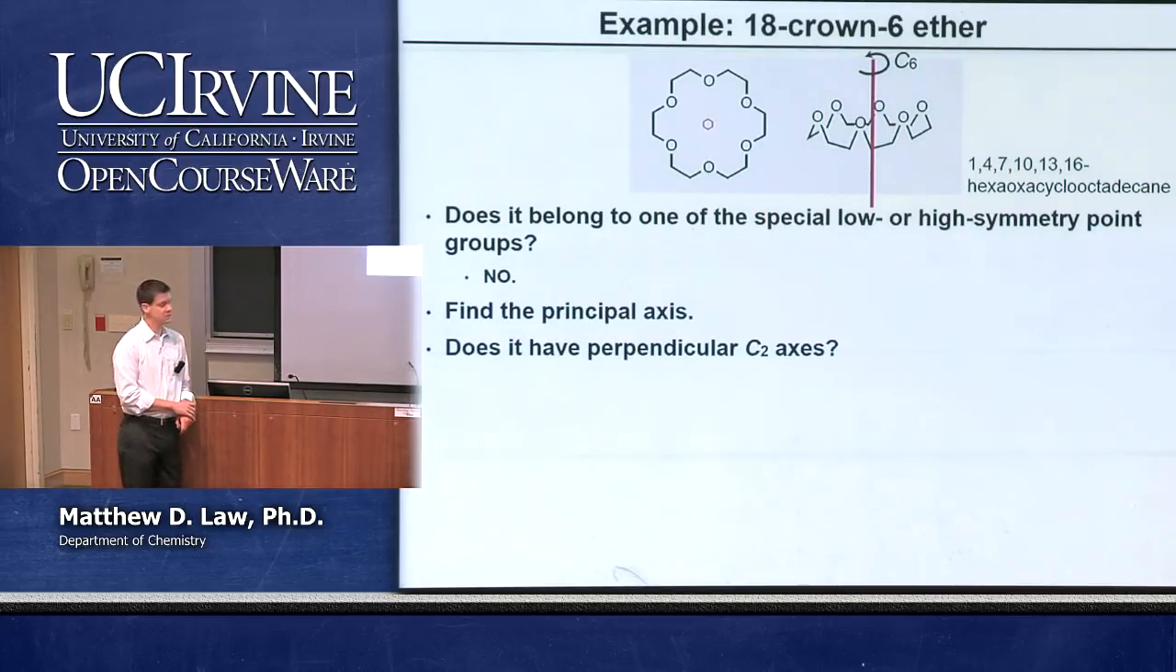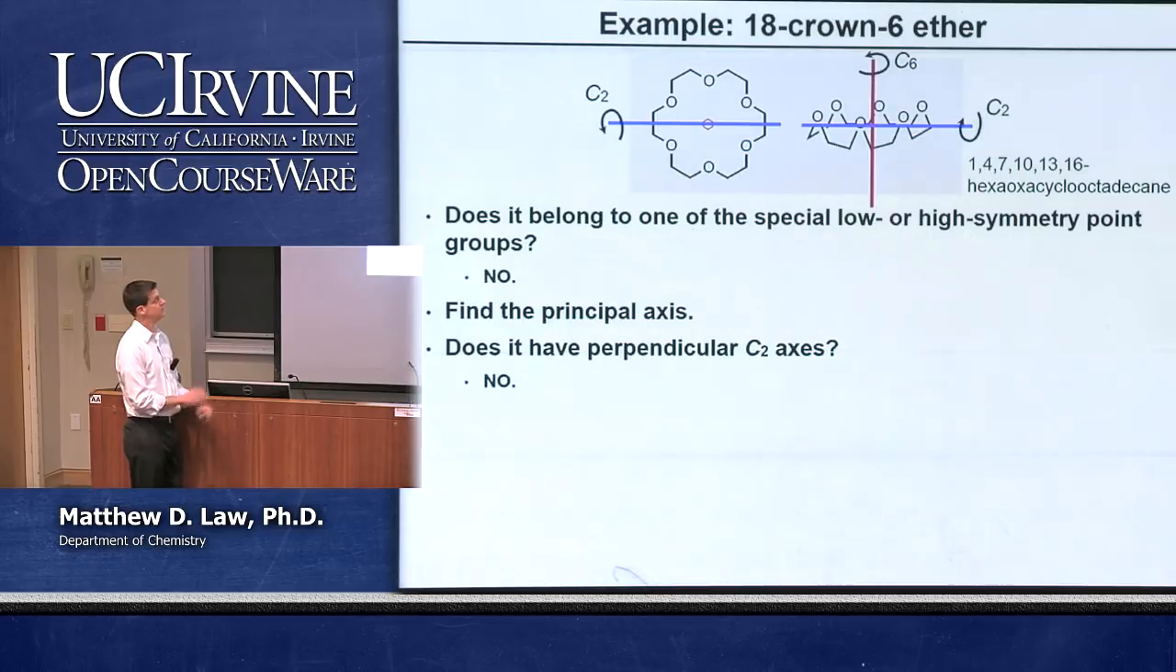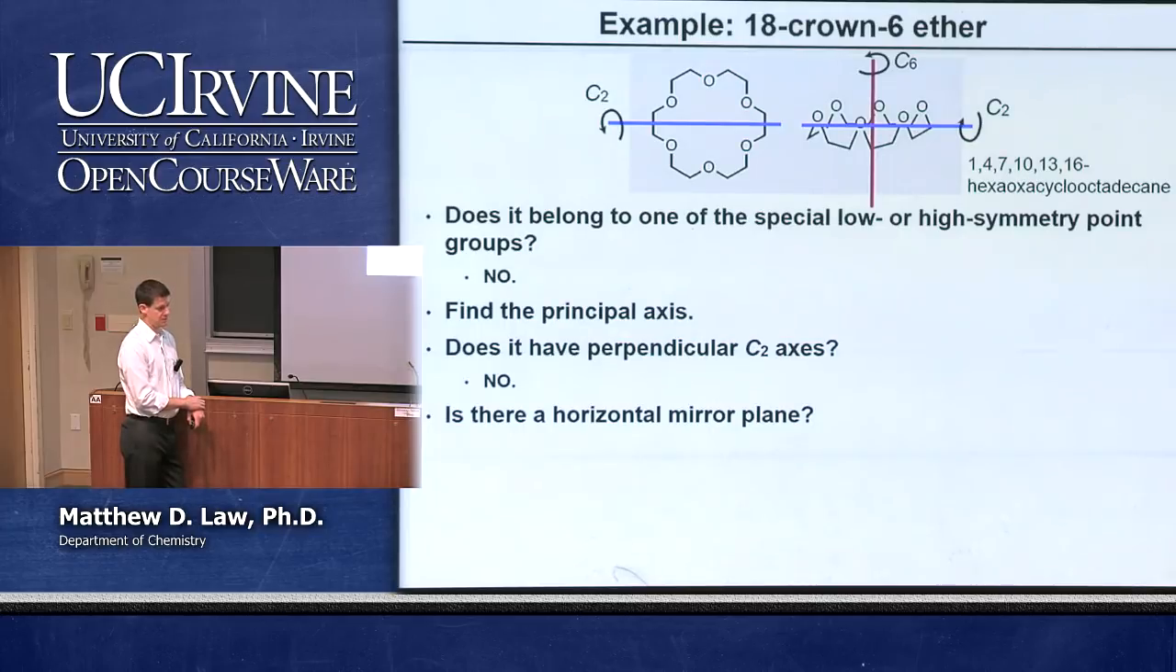Okay. Does it have perpendicular C2s? It does not, and that's because the oxygens are high and the carbons are low. You can't get a perpendicular C2. So that's what you would try to do to draw it, but in fact it doesn't have one. If we had a C2 axis, that would rotate the oxygens down underneath that axis and doesn't work out. So we know we're not D. We know that we're either C or S.